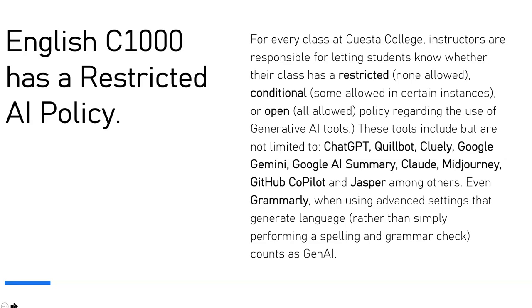What is considered a generative AI tool? ChatGPT, Quillbot, Cluely, Google Gemini, Google AI Summary, Claude, Midjourney, GitHub Copilot, and Jasper. You can add DeepSeek to that list, and even Grammarly, when you have the advanced settings, is generating language, and that counts as generative AI.